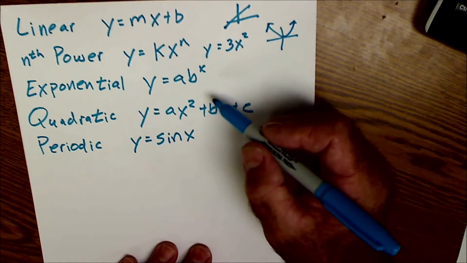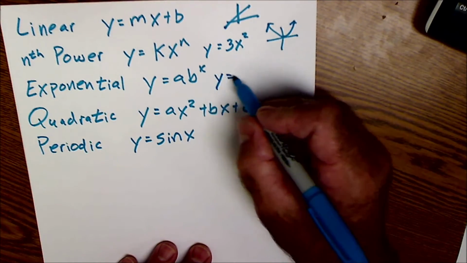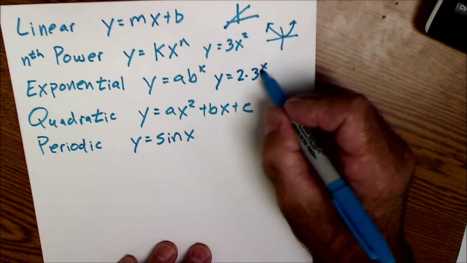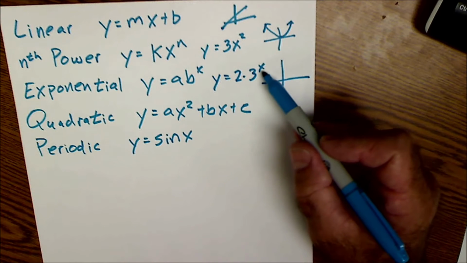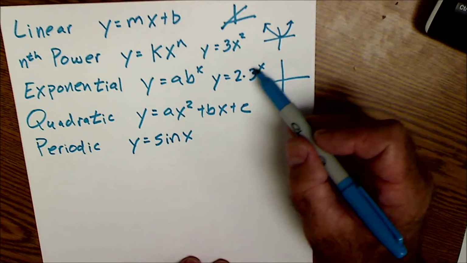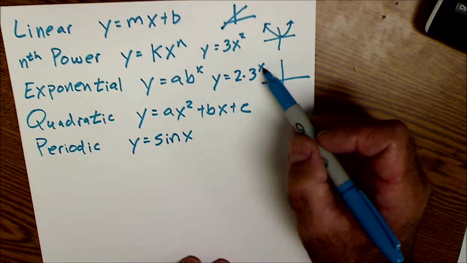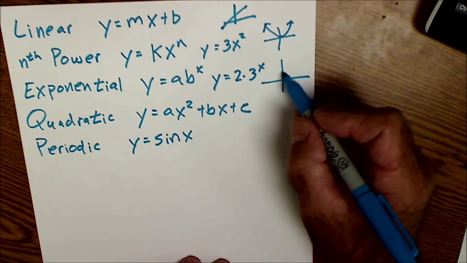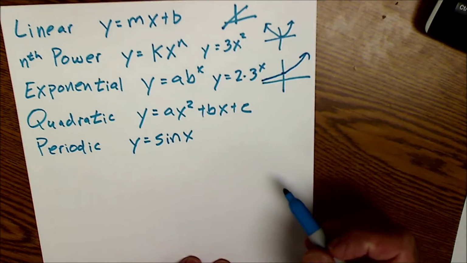Our third function, exponential, y equals ab to the x. As an example, y equals 2 times 3 to the x. And that sketch is going to look a little different. When x is 0, anything to the 0 power is equal to 1. So I plug in a 0 here, I get 1 times 2. And that means when x is 0, y is 2. So it's going to have a y-intercept of 2, and it's going to go up like that.